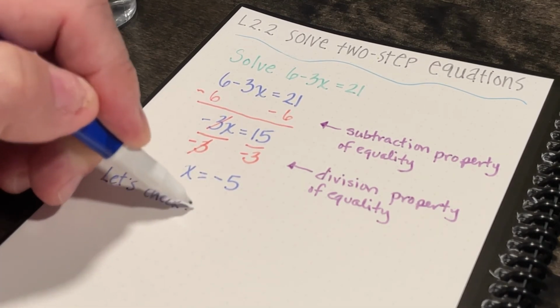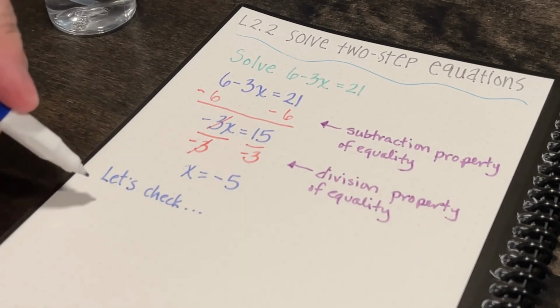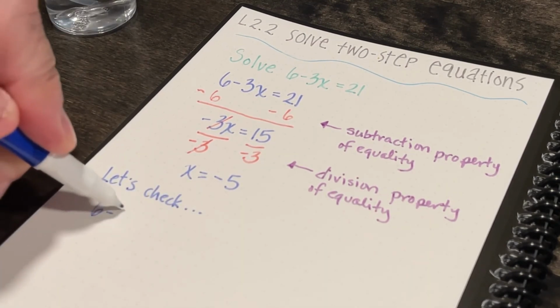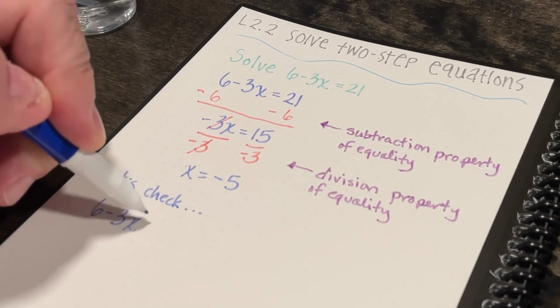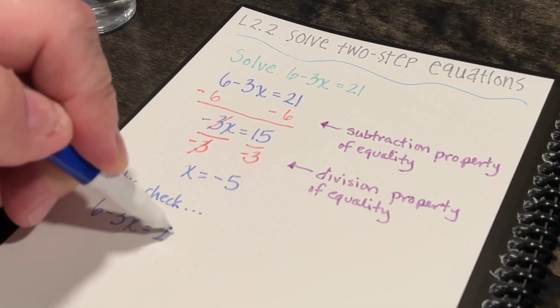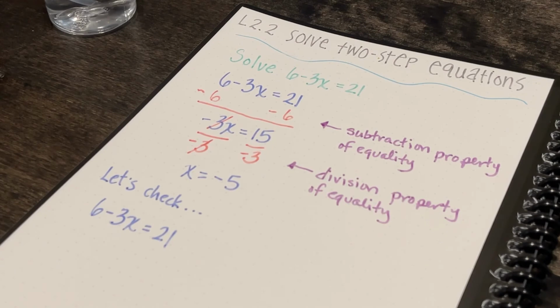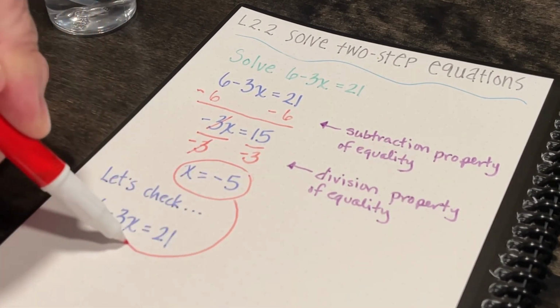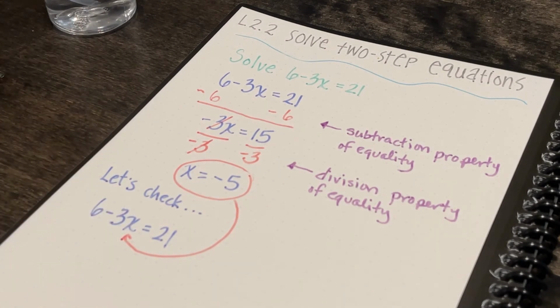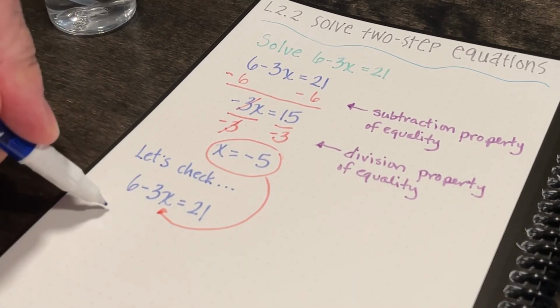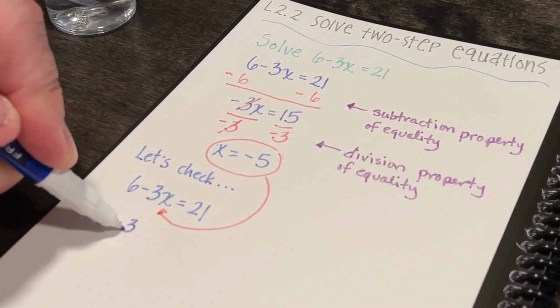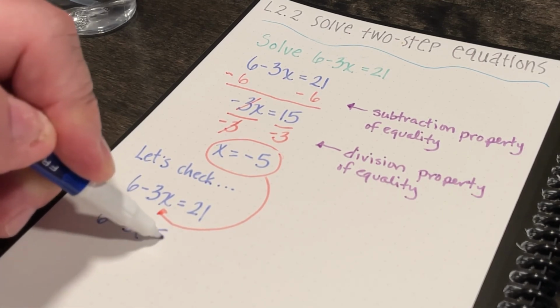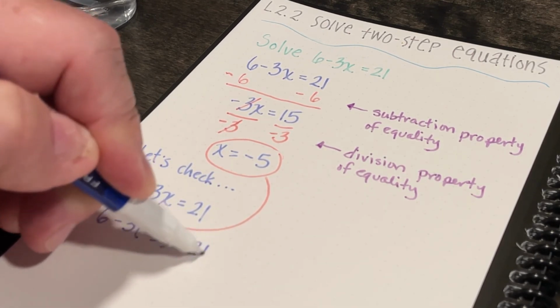Let's go ahead and check my work to see if the solution x equals -5 is true. So I'll rewrite my original equation: 6 minus 3x equals 21. And since I think x is equal to -5, I'm going to substitute it for x in my equation, which will now get me 6 minus 3 times -5 equals 21.